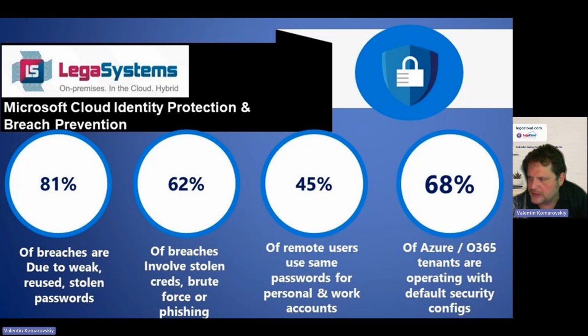68% of tenants on Azure and Office 365 operate with default security configuration, and we know that because this is information that Microsoft provides. So there are some settings that have never been reviewed, and that puts those tenants at risk.